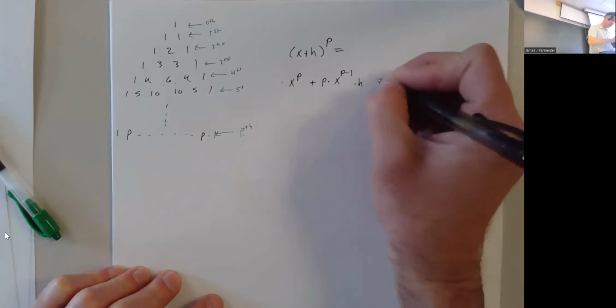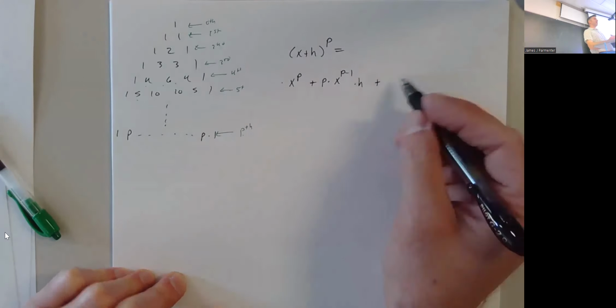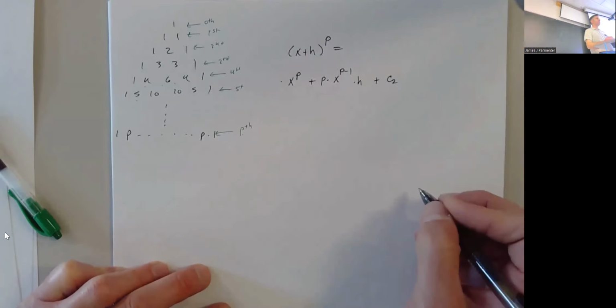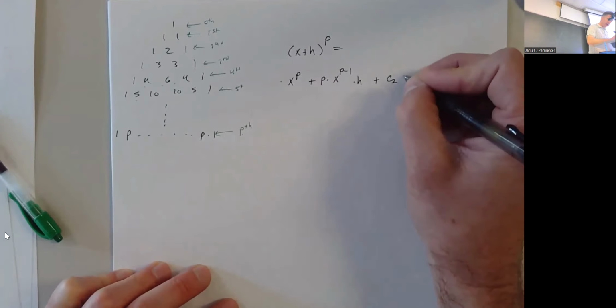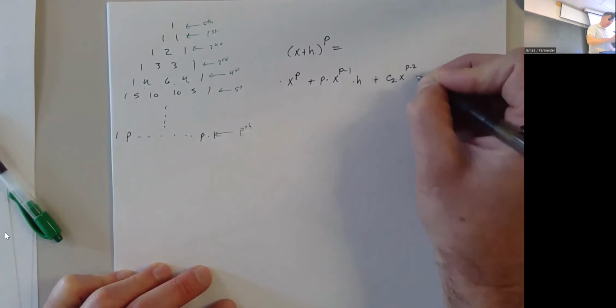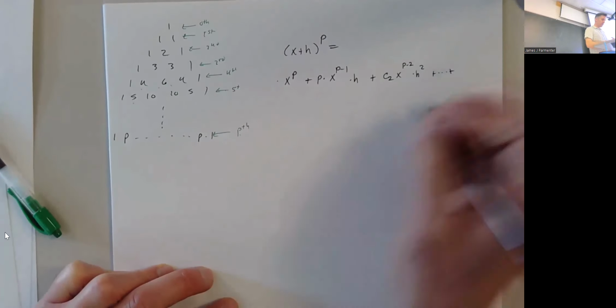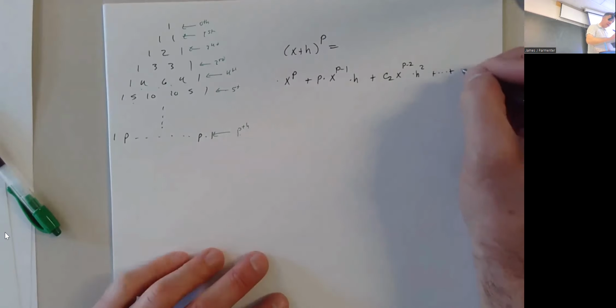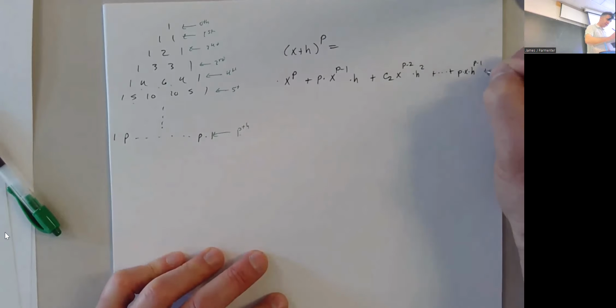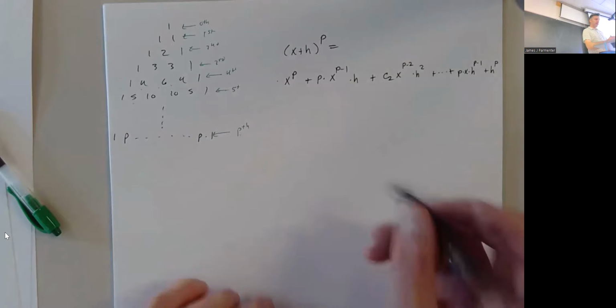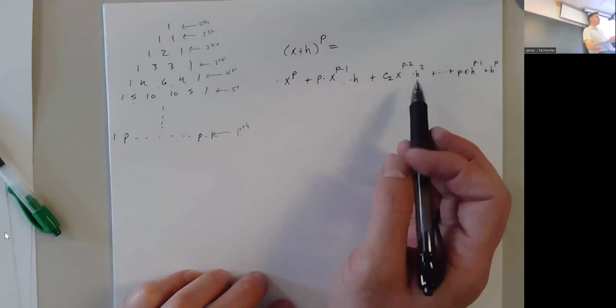Well, let's continue on. The next thing is going to be, I don't know what the next coefficient is. I don't really care. I'm just going to call it C2. And I'm going to get x to the p minus 2 times h squared. Plus a bunch of other terms. The second to last one is going to be p times x times h to the p minus 1. And finally, the very last one is going to be h to the pth power. I don't really care about anything after these first two terms, though.